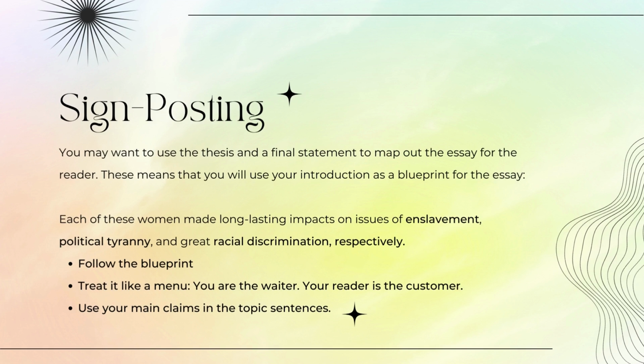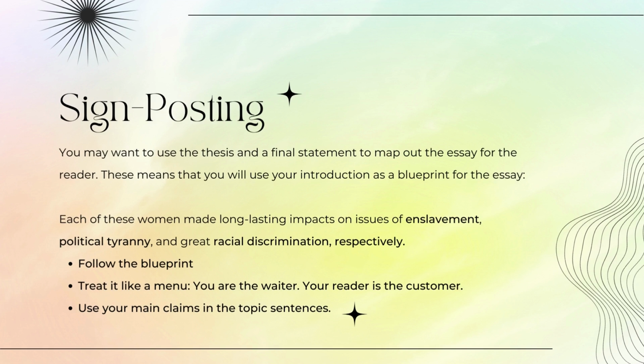For history and for change. Well, signposting shows exactly how you're going to do that. And so here's an example. It says each of these women made long lasting impacts on issues of enslavement in regards to Harriet Tubman, political tyranny in regards to Emma Goldman, and great racial discrimination in regards to Mahalia Jackson. And you say the word respectively because respectively lets your reader know that there's a parallelism between first, second, and third. Okay? First, second, and third being Harriet Tubman, who was listed first, Emma Goldman, who was listed second, and Mahalia Jackson, who was listed third.